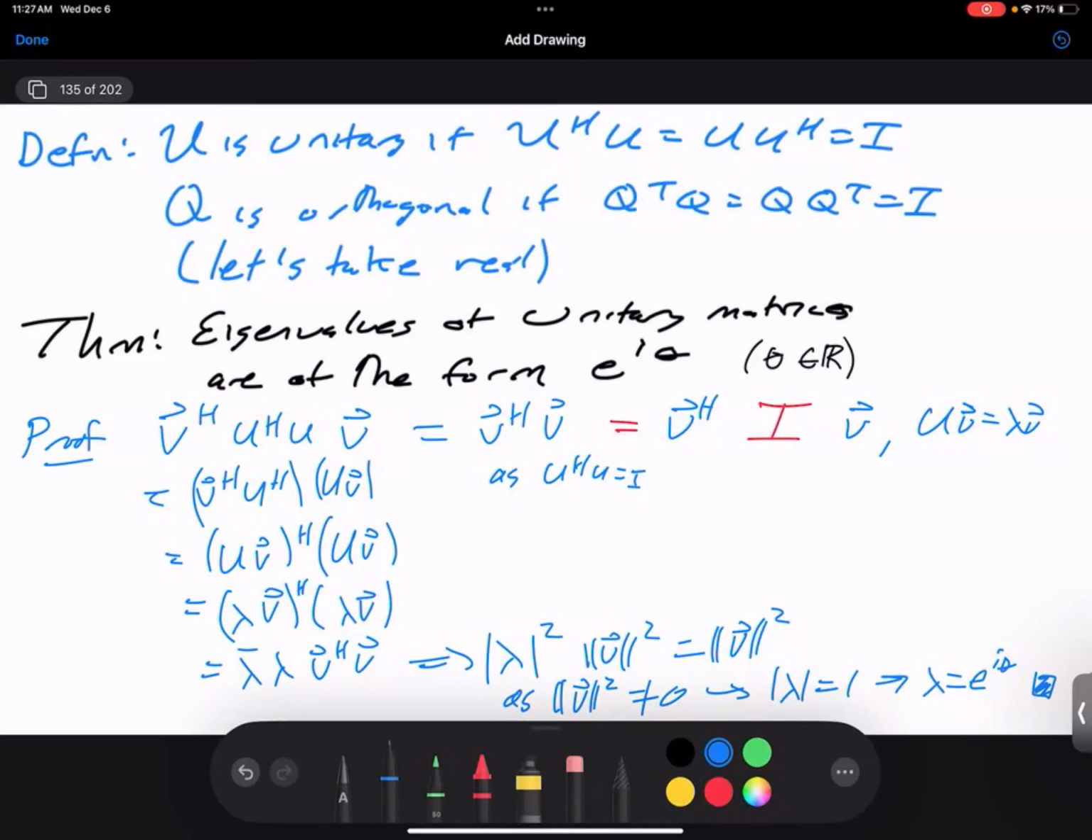Then the next question is, do they have to be real? And then you can go and look at rotation matrices and see, would the rotation matrices have real eigenvalues? And that would be a great place to start building up some intuition.